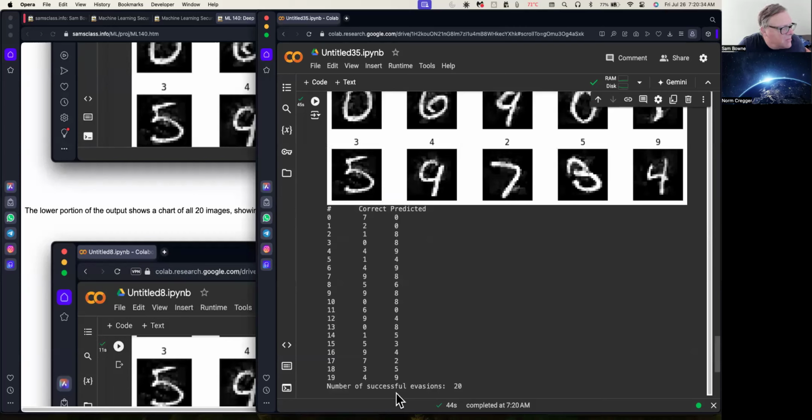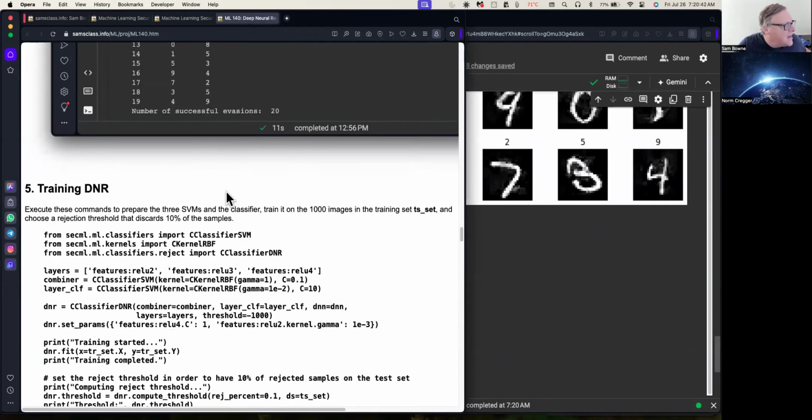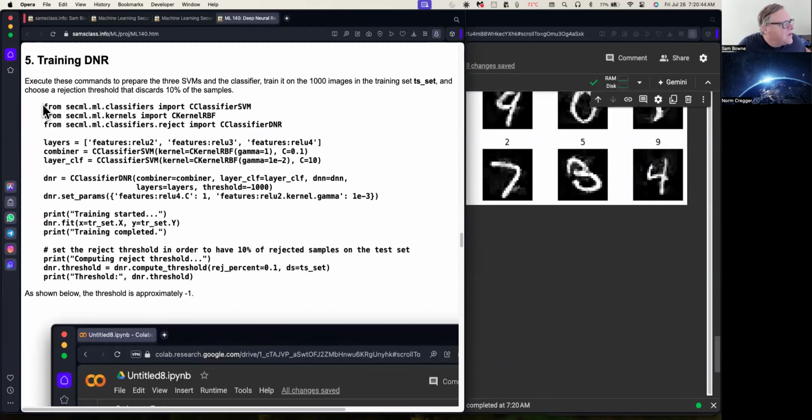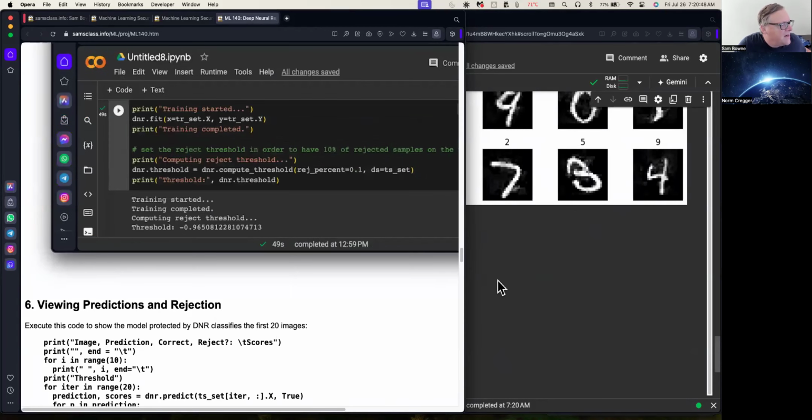And so you can see all these evasion attacks worked. All these are wrong. Number of successful evasions, 20. So all these 20 generated images fooled the model. So the model is very vulnerable to this evasion attack. And now we're going to train deep neural rejection to give it a defense against that.